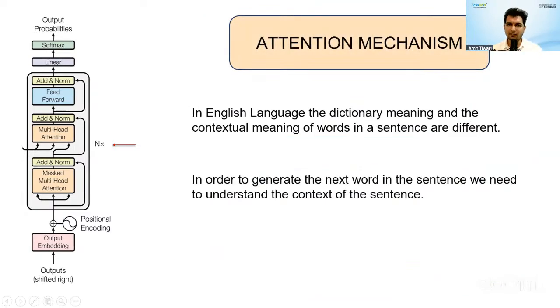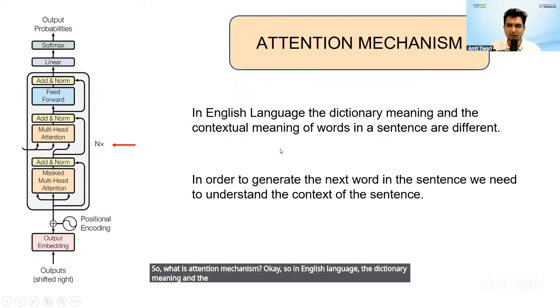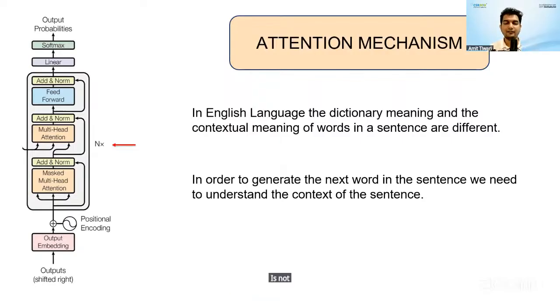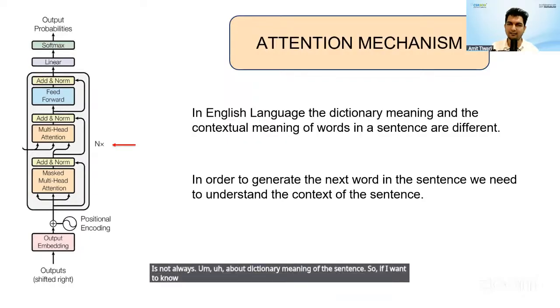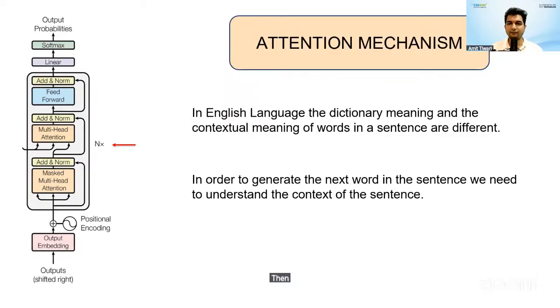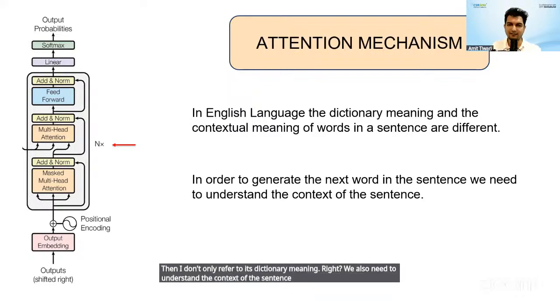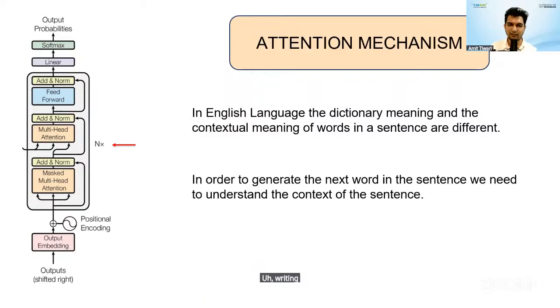So what is the attention mechanism? In the English language, the dictionary meaning and the contextual meaning of words in a sentence are very different. The way we speak is not always about the dictionary meaning. So if I want to know the meaning of a word in a sentence, I don't only refer to its dictionary meaning, right? We also need to understand the context of the sentence in which it is written.